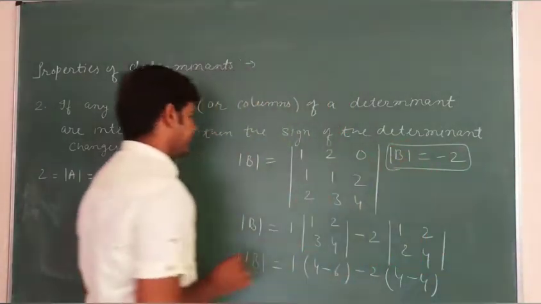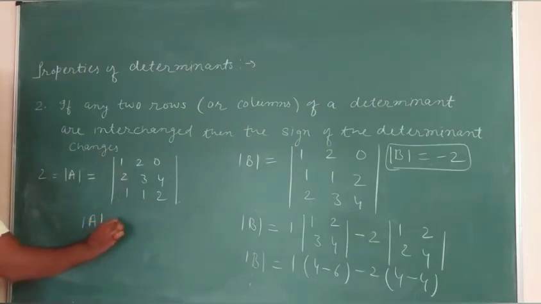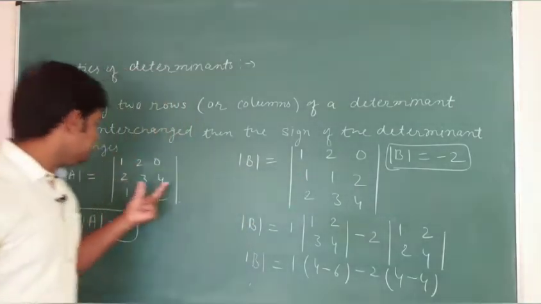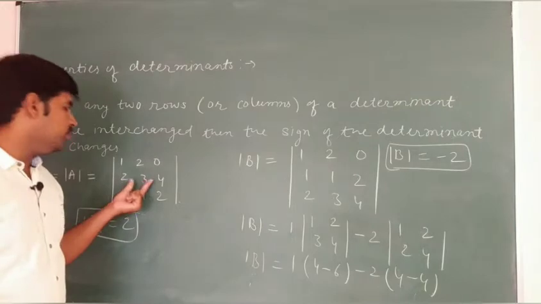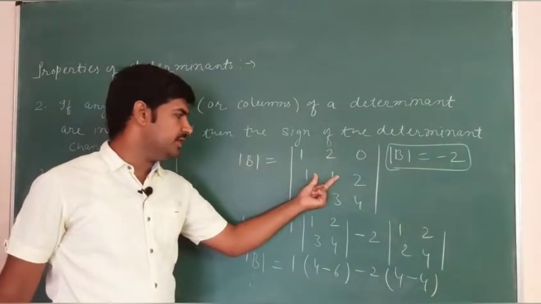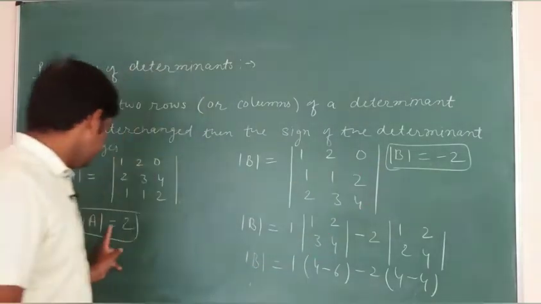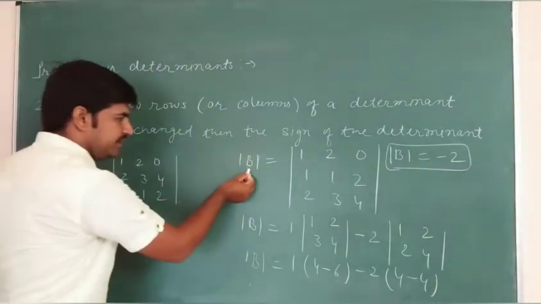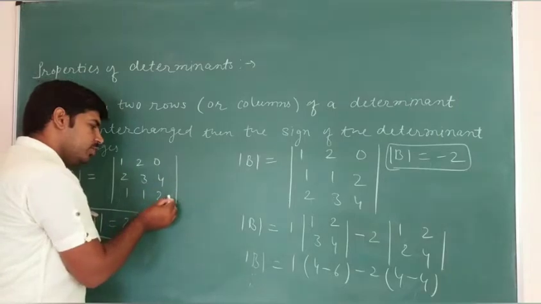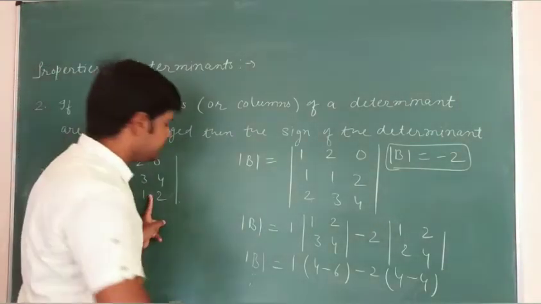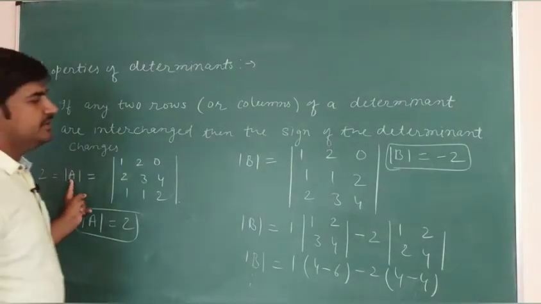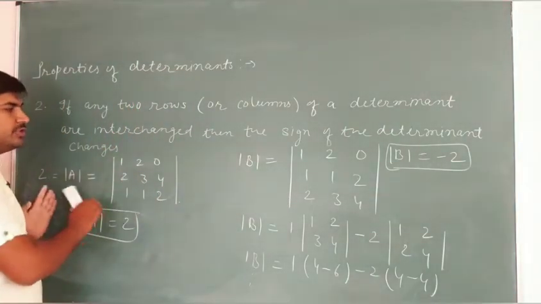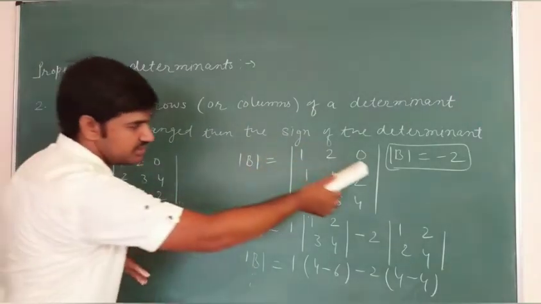Dear students, we got the value of determinant of A as 2, and then a new determinant, determinant of B, obtained by interchanging two rows of this determinant, and its value is the negative of the first. So determinant B is obtained by interchanging two rows of determinant A, hence the value of determinant B is the negative of the value of determinant A. Since we interchanged two rows, the sign of the determinant has changed.